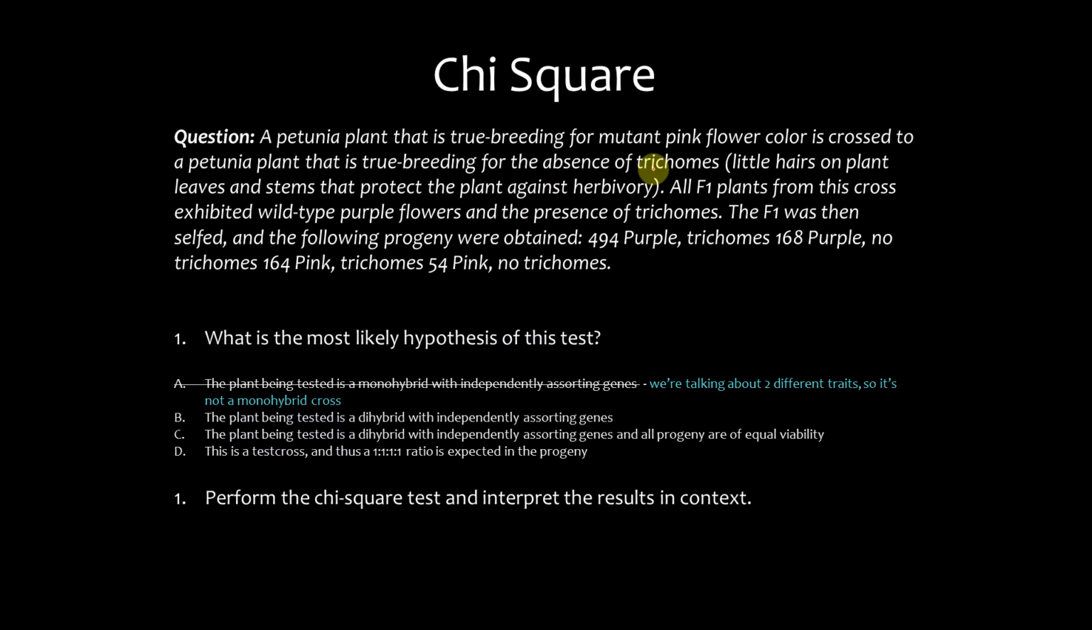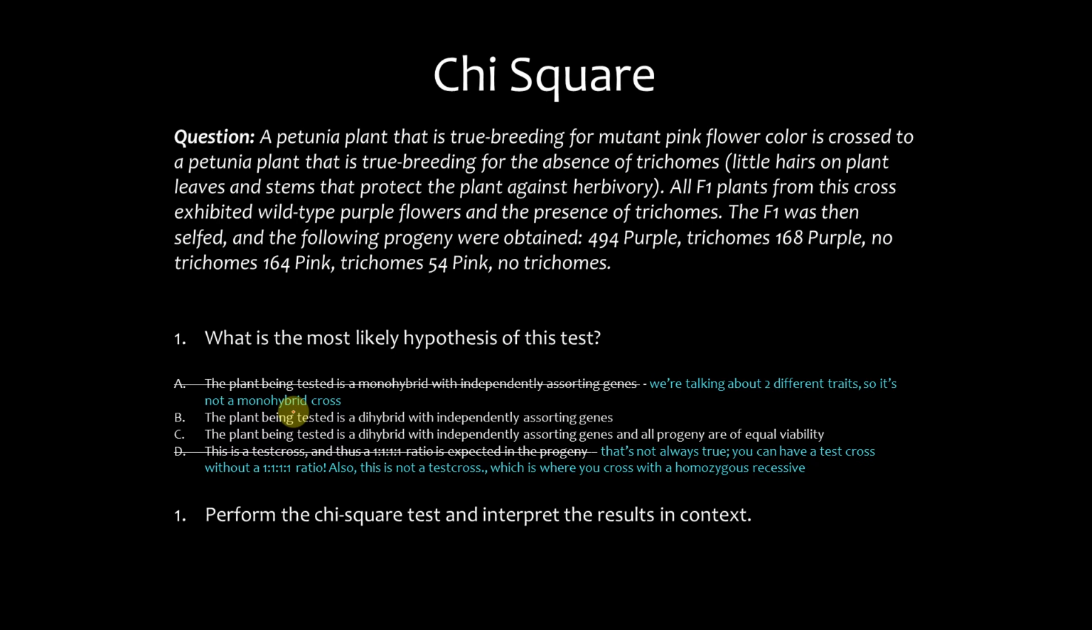Okay, it says we're talking about a mutant pink flower color. It's crossed with the absence of trichomes. So these are two different traits, so it can't be a monohybrid, so that's wrong. All right, the second question is, we can eliminate D.